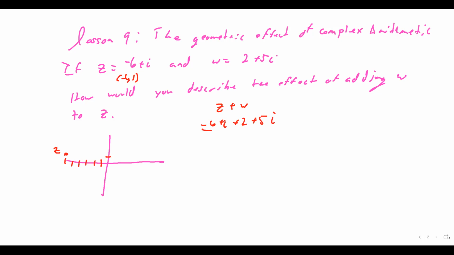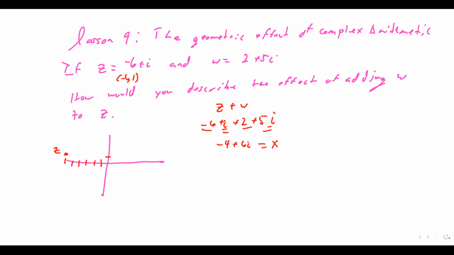Good. I would add up my reals. So -6 plus 2 is -4. Add up my imaginary. So what's i plus 5i? 6i. And typically what we would do in the past, I would call this a different letter. I don't know, let's call it X or whatever. And then I would go graph that.